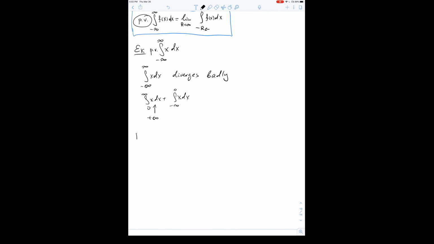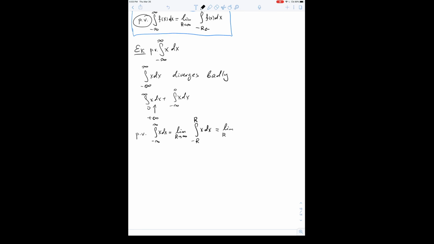So what happens with the principal value? So for the principal value, and this will be very surprising and very anti-intuitive, we don't split. Like we treat these two problems together, and that's very important. So we write an integral from minus r to r, and then we send r to infinity.